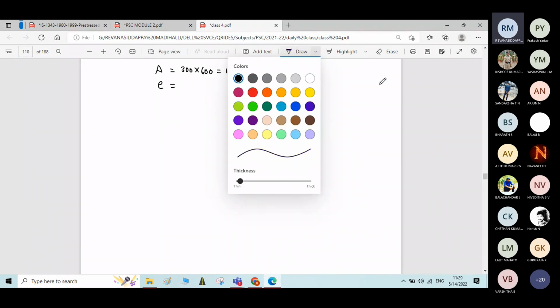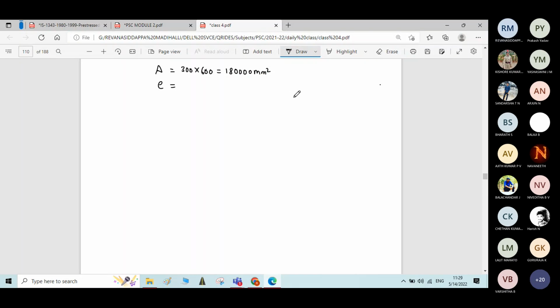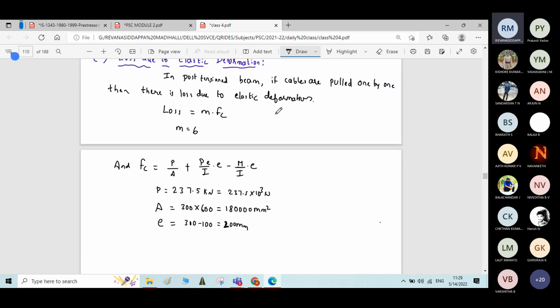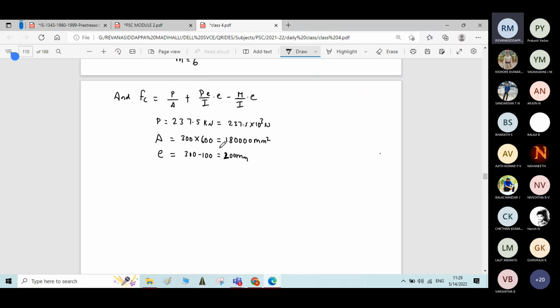Let me read the calculation here. e is equal to 300 minus 100, that is 200 mm. Then what else is needed? Moment of inertia, I, is needed.